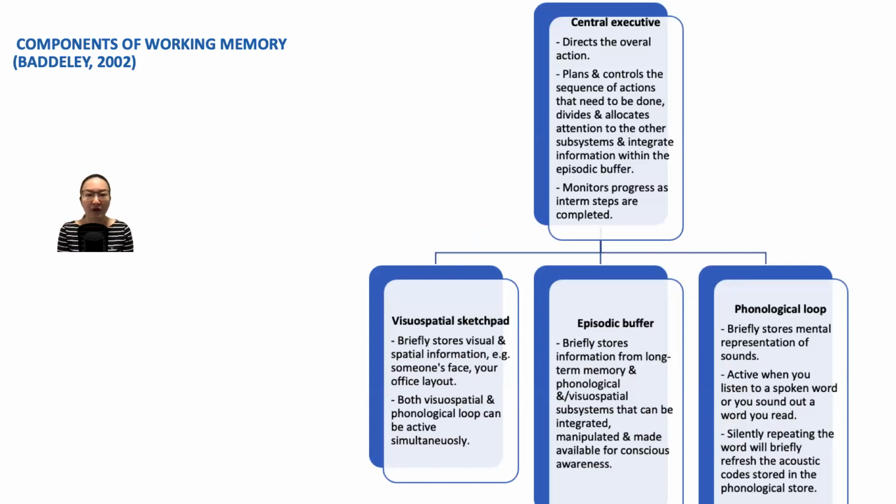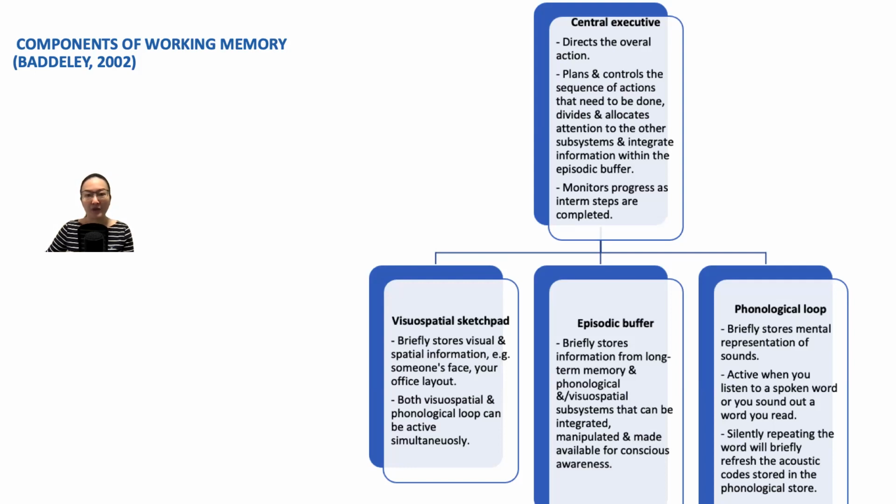Components of working memory. There are 4 components of working memory. The first one is the central executive. The central executive directs the overall action. It plans and controls the sequence of actions that need to be done, divides and allocates attention to the other subsystems, and integrates information within the episodic buffer. The central executive also monitors progress as interim steps are completed.